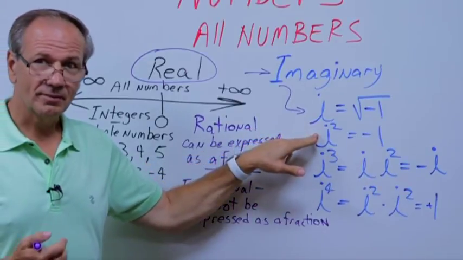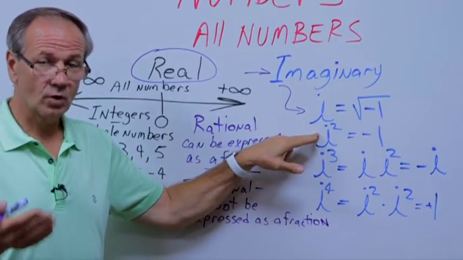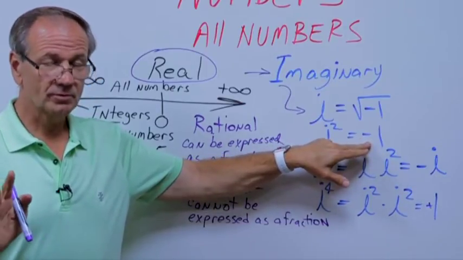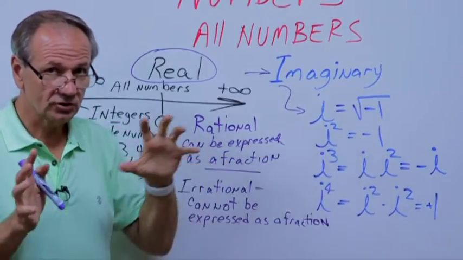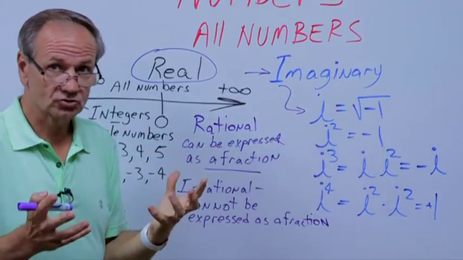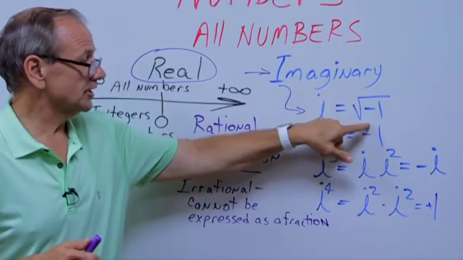What we look at in math is we say, okay, i squared is equal to -1. And we'll get a little bit more into imaginary numbers later. I'm just sort of giving you the definitions. i squared is equal to -1. Therefore, when I take the square root of both sides, I get i is equal to the square root of -1.